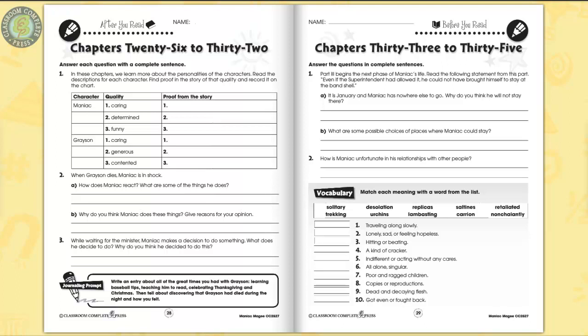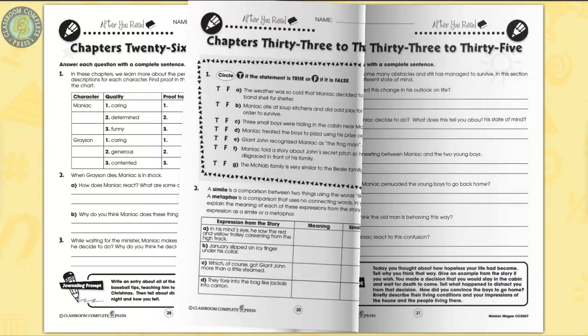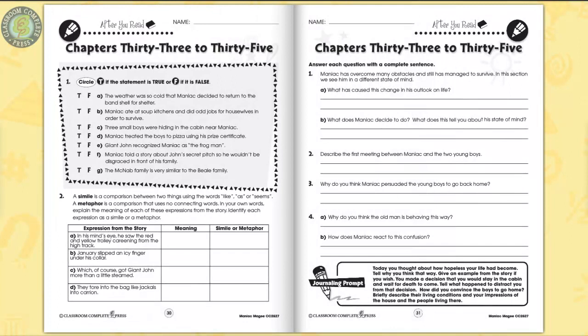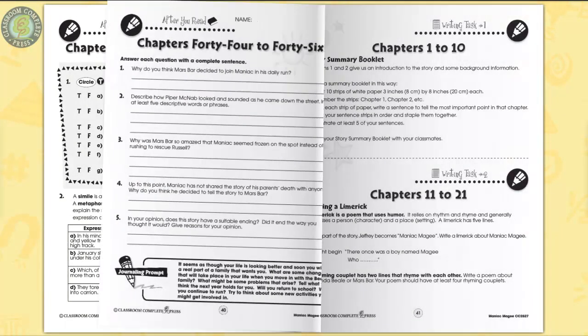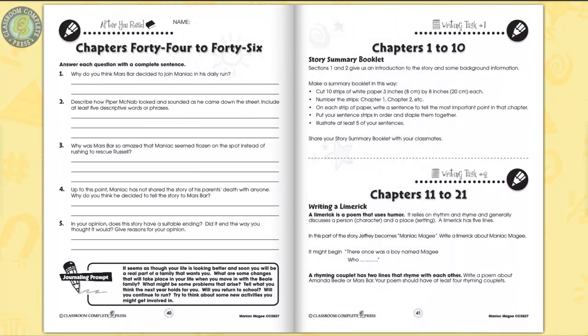Find proof from the story to support the different qualities inhabited by Maniac and Grayson. Give meaning to expressions from the story and identify each as a simile or metaphor. 6 additional writing tasks follow.